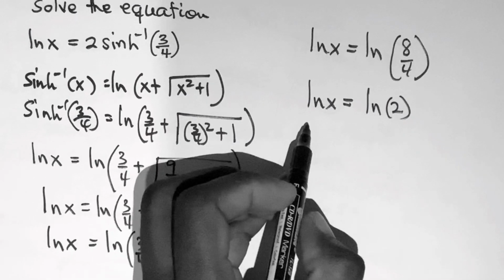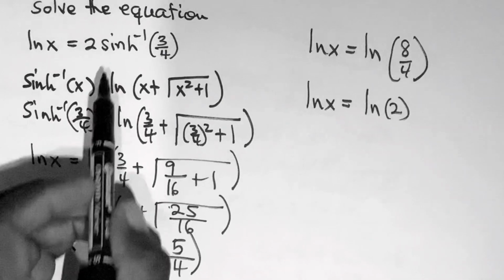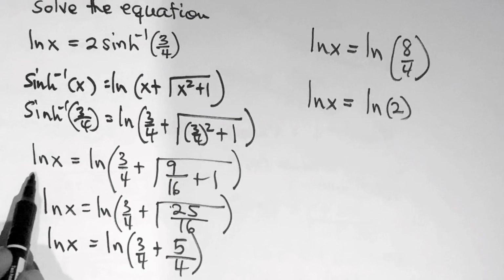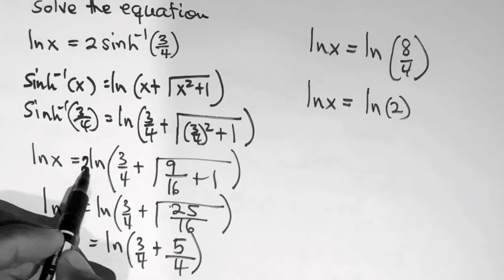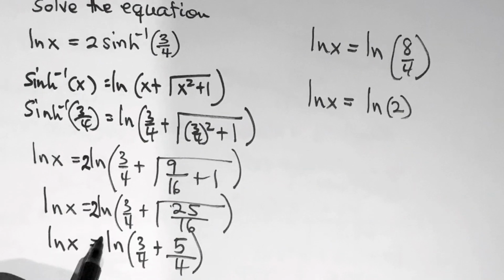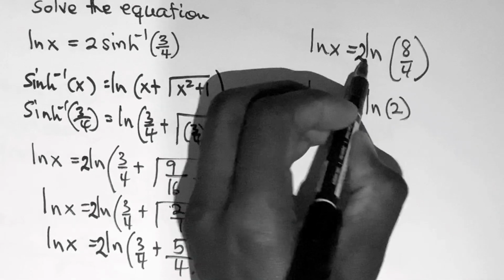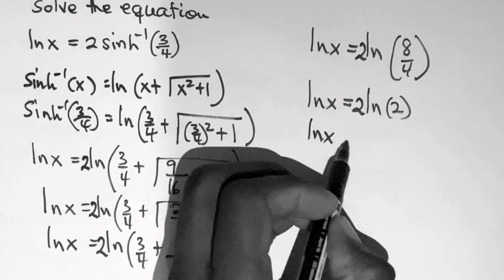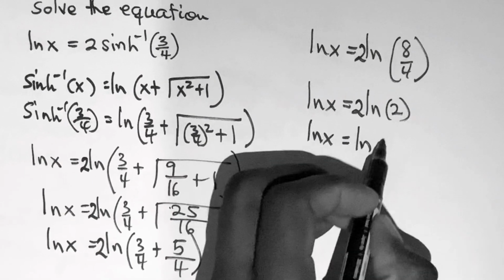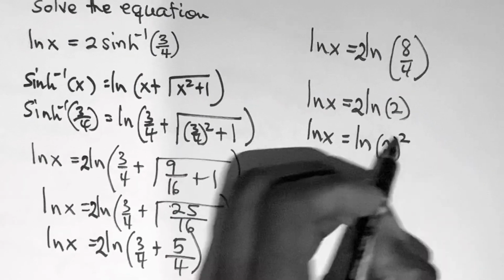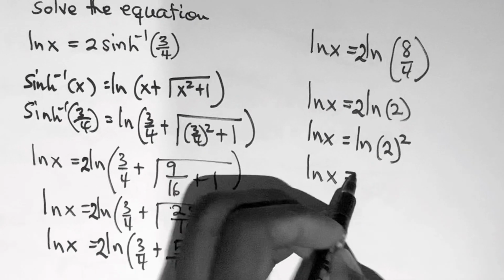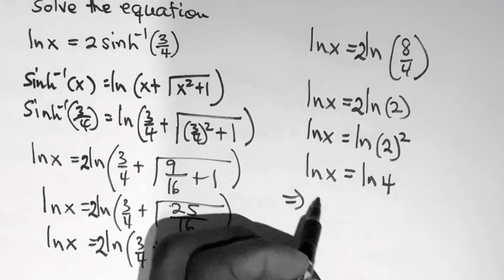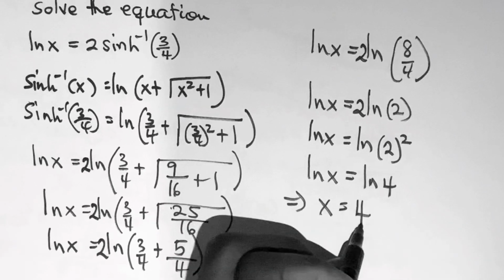So therefore, sorry, I made a mistake. It is 2 sine inverse of 3 over 4. And therefore, natural log of x, there's supposed to be a 2 here. So natural log of x is equal to natural log of 2 squared. So natural log of x is equal to natural log of 4. And therefore, this implies that x is equal to 4.